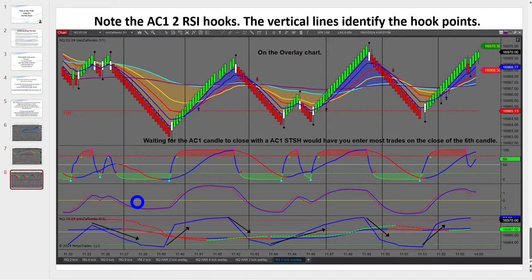Just one more. So what we've got here is I've just marked up where exactly the hook would have appeared on your anchor chart one. So it wasn't until here that you would have had your anchor chart one candle actually close. So not there, but here. And so just there. So I've gone back and marked up every one of these exactly where the anchor chart one candle would have closed, getting you into these potential trades. Okay, so we're waiting for the anchor chart one candle to close with the AC1 short-term stochastic. You would have entered most of these on the close, in this case, on this time frame, on the close of the sixth candle.